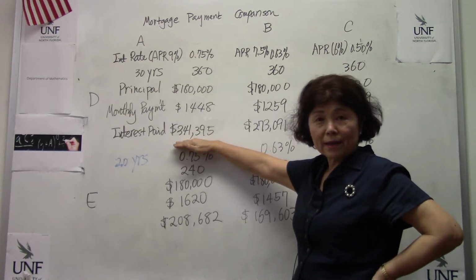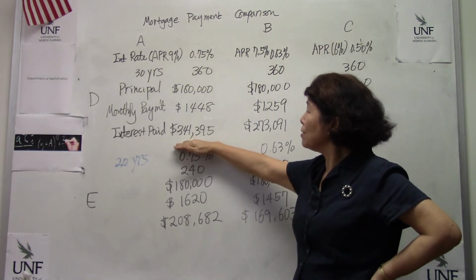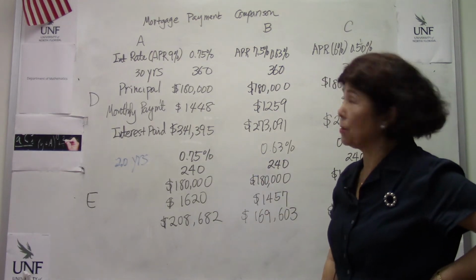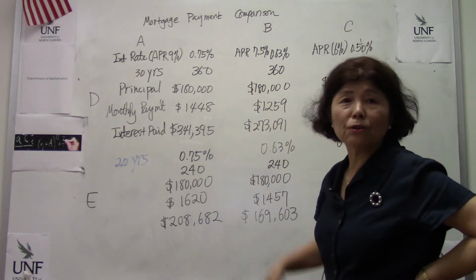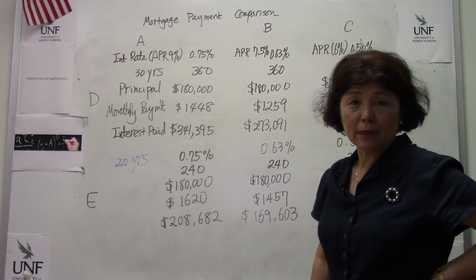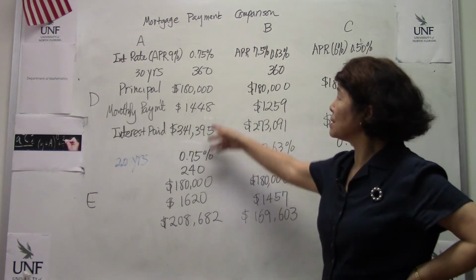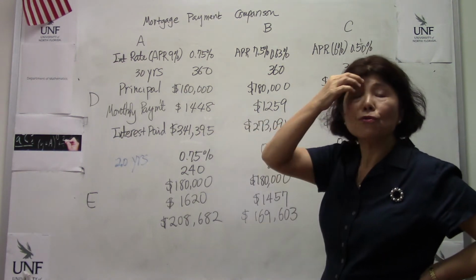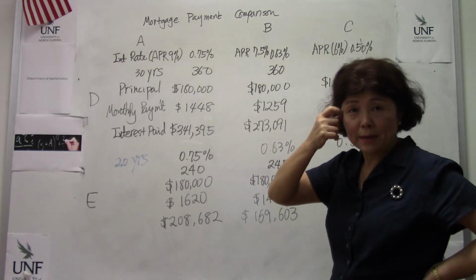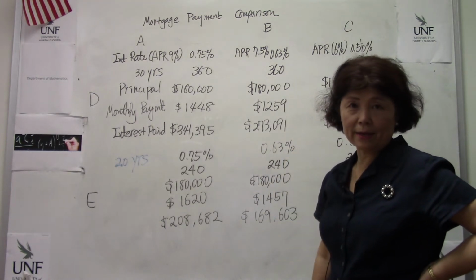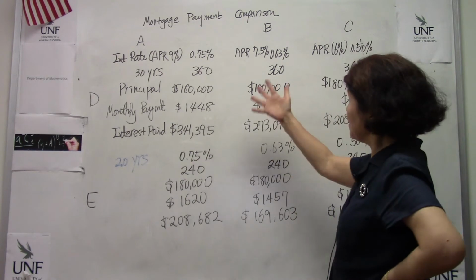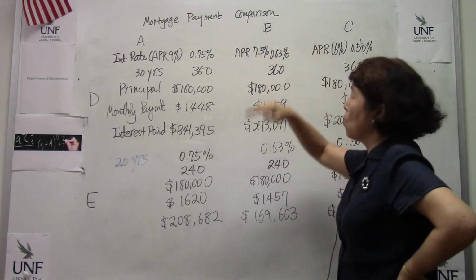Once you make 360 payments, how much interest do you pay? Look at this, it is over $341,000. Guess what? You borrowed $180,000. So it is almost twice as much as your house price, right? But that's the reality, okay? That's the reality.